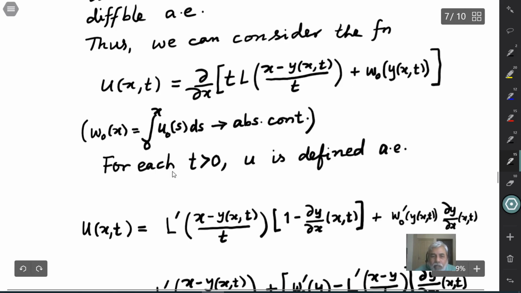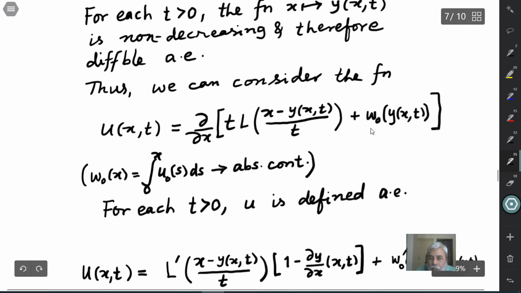By W0 we are taking the integral of u0, where u0 is the initial function for the conservation law. We can check that this is locally integrable, so this W0 is an absolutely continuous function. So W0 is also differentiable almost everywhere. With the Lebesgue calculus it is a tricky issue. Here we are taking a composition of two functions, one non-decreasing and another absolutely continuous, and this composition is also differentiable almost everywhere. There are some subtle issues we have to pay attention to, because we are using some finer aspects of Lebesgue theory.